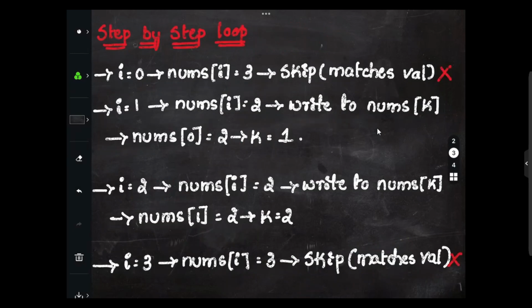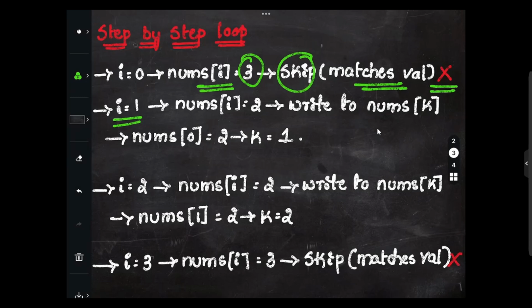Here, the first step is when i equals 0. This is the iteration part. When i equals 0, nums of i is 3 here. So quite obviously we will skip because the value matches here. So this matches the value, and we will skip in this case. Let's come to the next one.